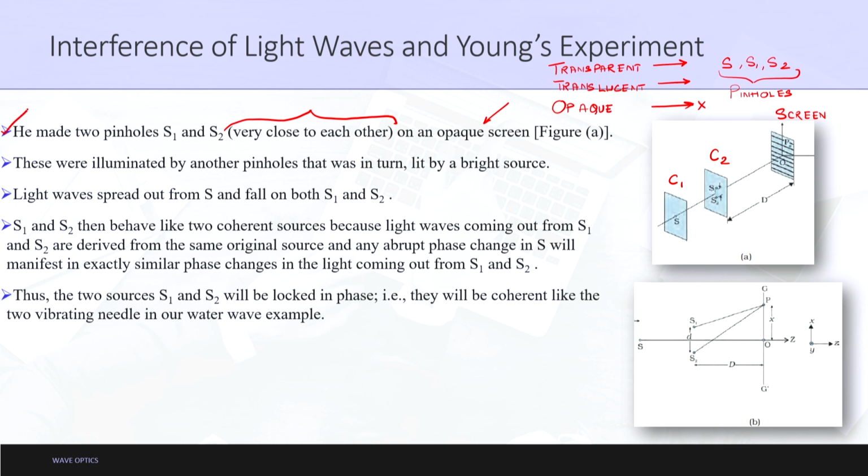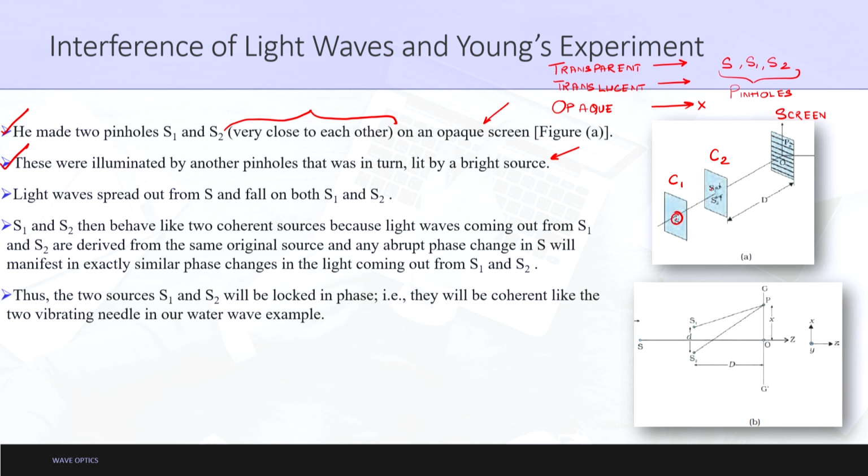Okay, let's move on further. These were illuminated by another pinhole that was in turn lit by a bright source. Quite evident, there is a single bright source, so let us say I make a source here. This source was being used to brighten up these pinholes. Light waves spread out from S and fall on both S1 and S2. Quite evident.